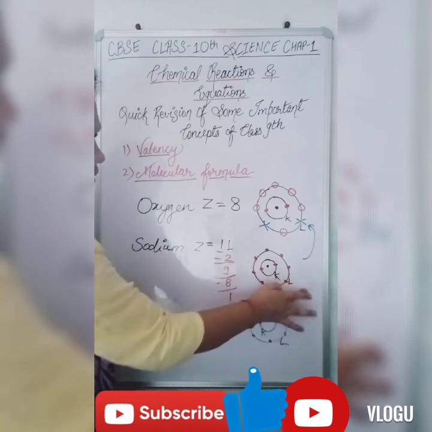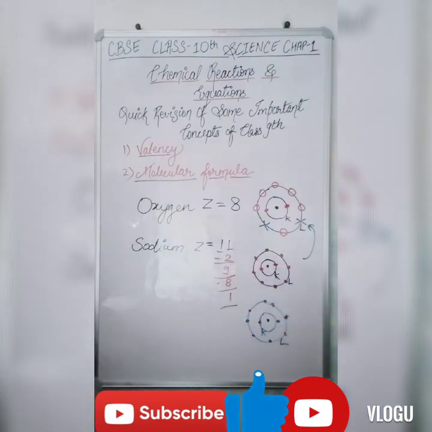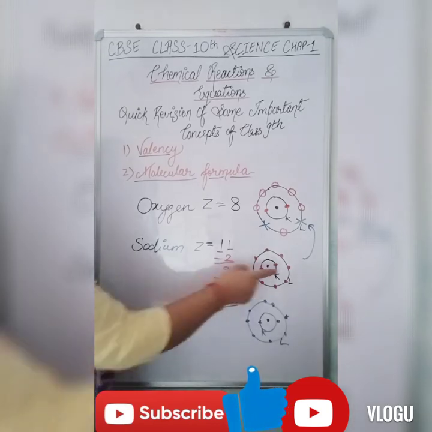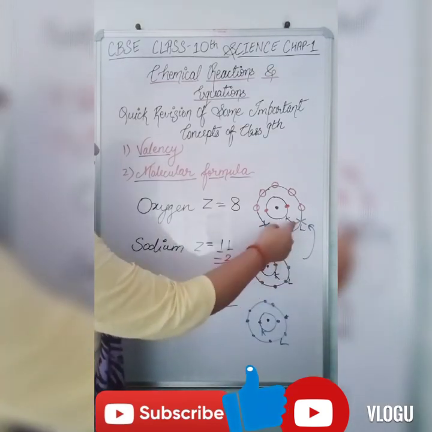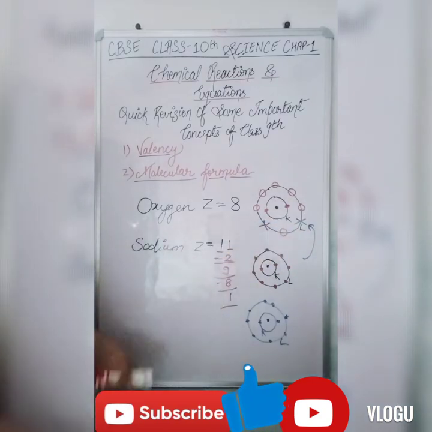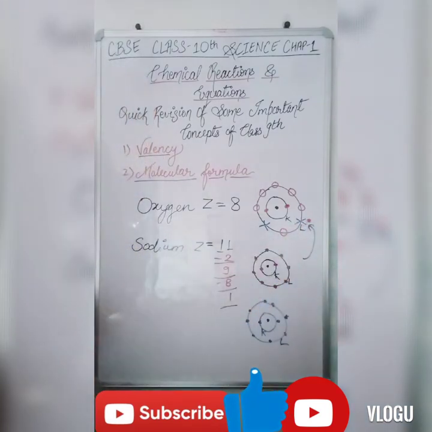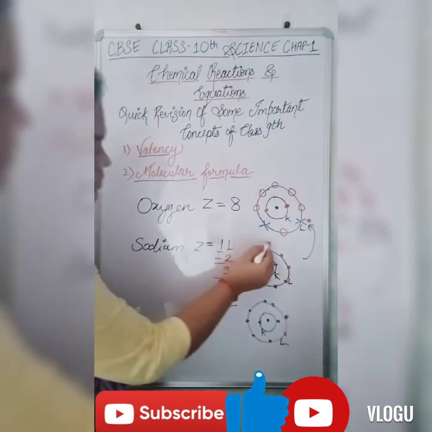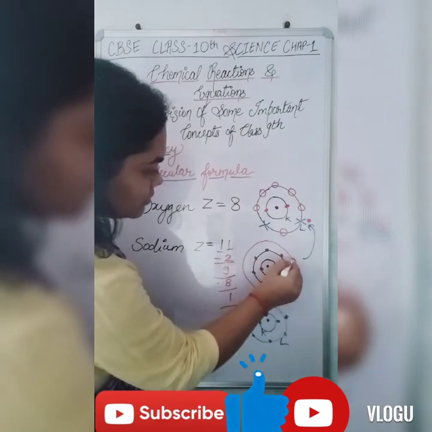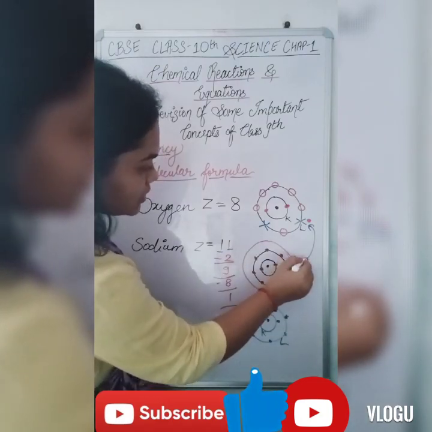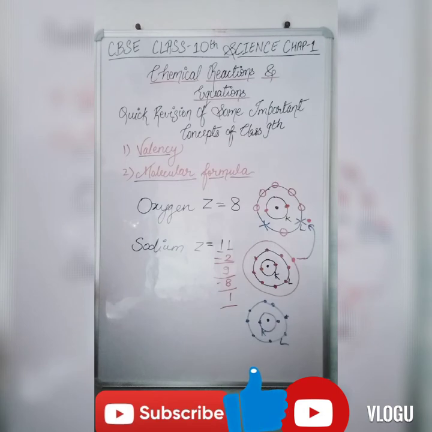We only draw the shells which have electrons. The shells which do not have any electron, I would withdraw. So now you have understood the concept that sodium from the outermost shell has donated 1 electron to oxygen. Now oxygen has 1 electron thanks to sodium. I just mark this so that there is no confusion from where that one came.